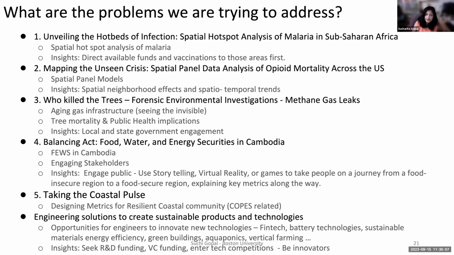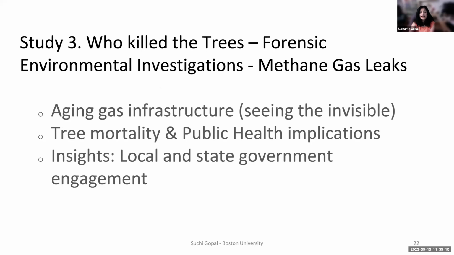And I'm moving to my third study. So the third study is looking at who killed the trees, and we are looking at methane gas leaks. And this is a very interesting problem because it is something invisible. People can't smell methane, and it's something underground because the aging infrastructure of pipes underground is what causes the leaks, and the roots of the tree get into these leak-prone pipes and the trees die. So that's the first indication that we have that there is a methane leak.